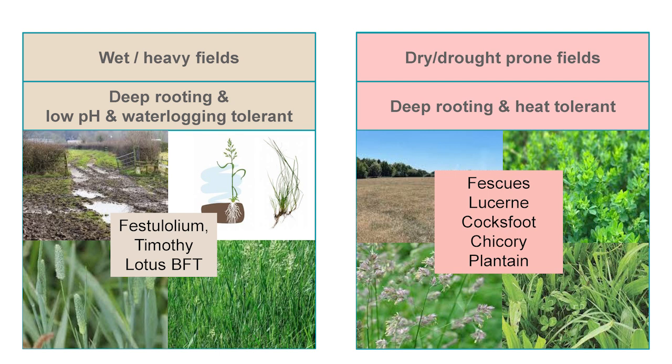And Timothy as well. Timothy's not deep rooting, but it has a tolerance of moisture at the surface and it's fairly early growing as well. And there's even legumes that can tolerate those type of conditions. Lotus or bird's foot trefoil, as you might know it. Dry, drought-prone fields, it's the fescue family. So I'm not saying that it's goodbye to ryegrass, but you need to consider all of these other species in particular niches around a farm.